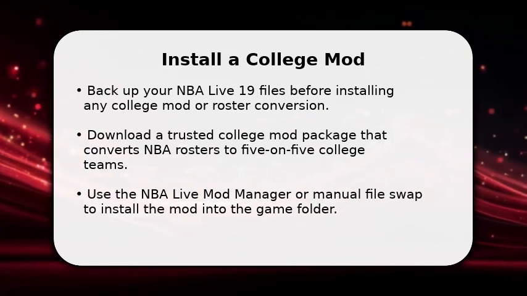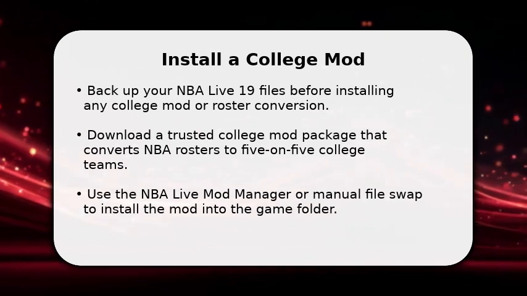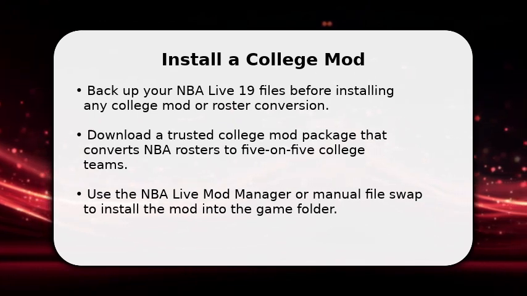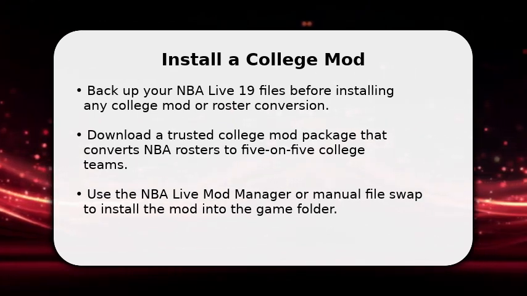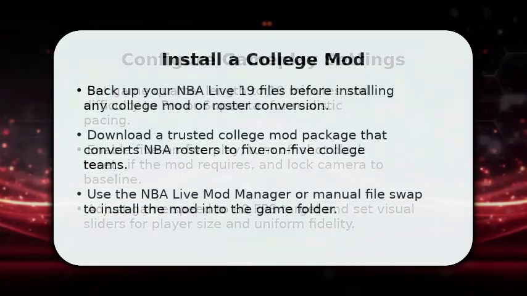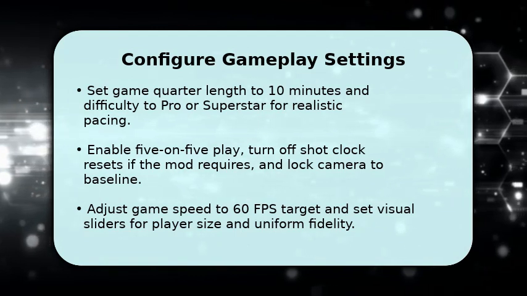After downloading, run the NBA Live Mod Manager or follow manual install instructions. Replace roster.bin files, add uniforms to the art folder, and update the XML team list so the game recognizes 5-on-5 college teams. Launch NBA Live 19 after installing the mod and open game settings.